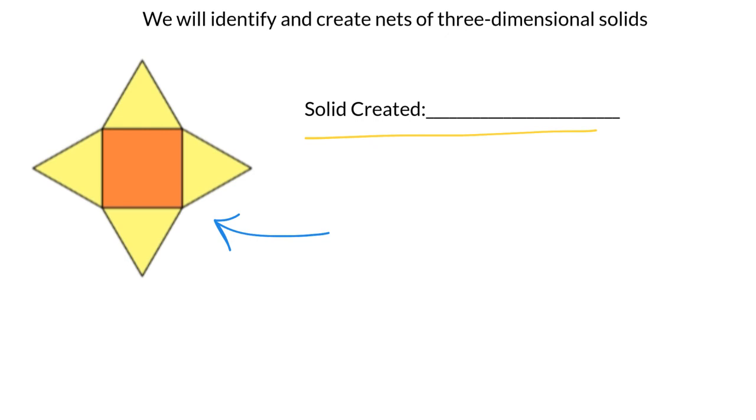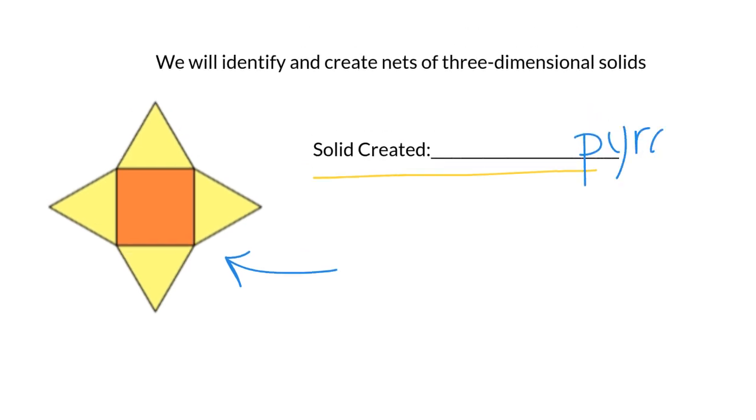Now I see that 1, 2, 3, 4 of the faces are triangular. That should give me a hint. And if you can kind of visualize folding this up and each one of those triangular faces coming together to form a vertex, that should give us a big hint that this is going to be a pyramid. Because we know that that's what makes the difference between pyramids and prisms.